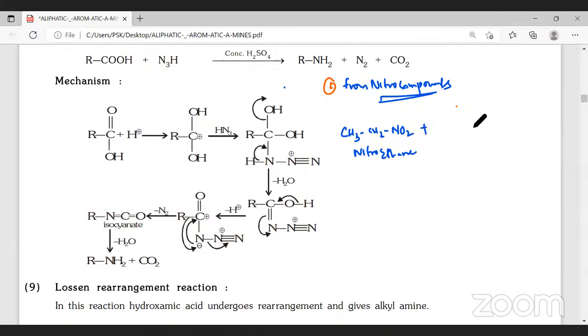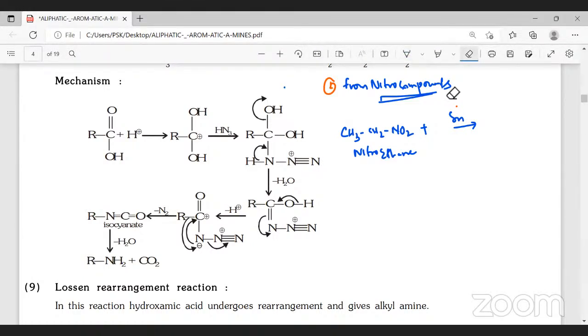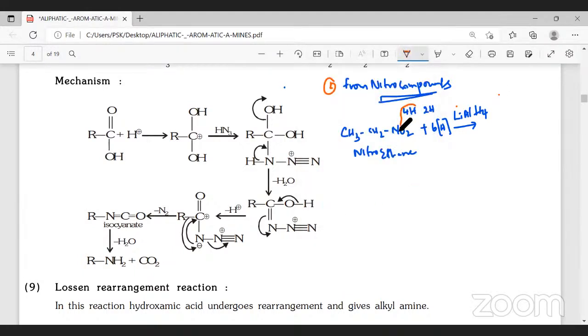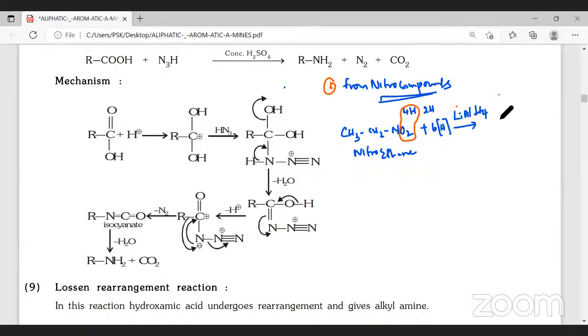Now, this nitro compound, when you heat it with a reducing agent, like a strong reducing agent, lithium aluminum hydride, which gives 6 nascent hydrogen. I'll write 4 nascent hydrogen like this and 2 nascent hydrogen like this. So what happens? Since I have 2 oxygen atoms, these 2 oxygen atoms will react with 4 hydrogen to form 2 H2O. And in place of these 2 oxygen, 2 hydrogen goes.